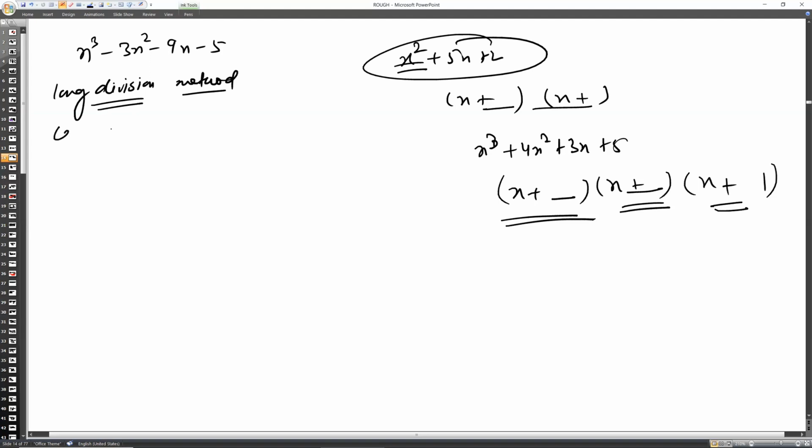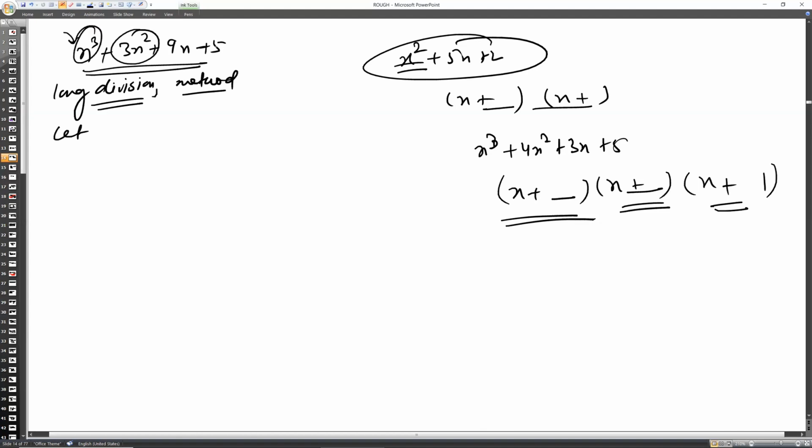Let me explain one more time: if all the terms are positive, then if you put any positive value of x, you will not get 0. If all the terms are positive, then no positive value of x will give you 0, because if you have a positive value, the result will also be positive.